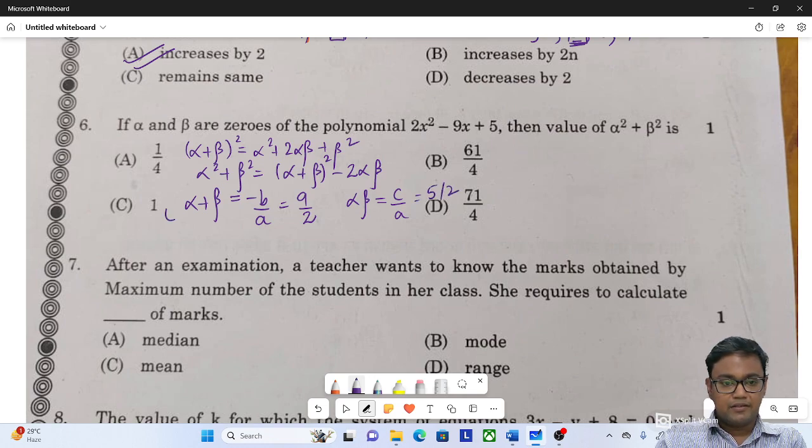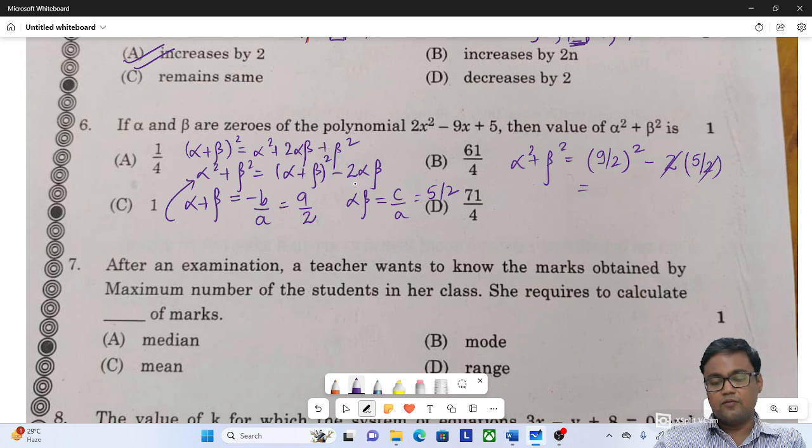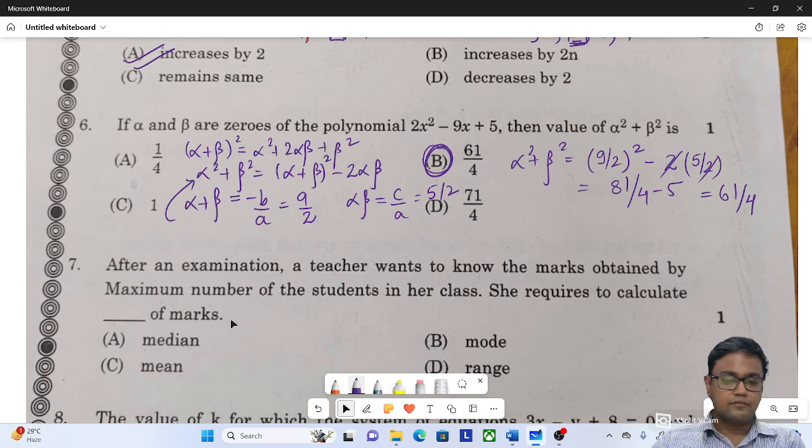Now, I will plug these values here in the above statement. So, alpha square plus beta square is, in brackets you will write 9 by 2 square minus 2 times of 5 by 2. So, this 2 and that 2, they will cancel each other out. So, 81 by 4 minus 5, that is 61 by 4. So, B is the right option.